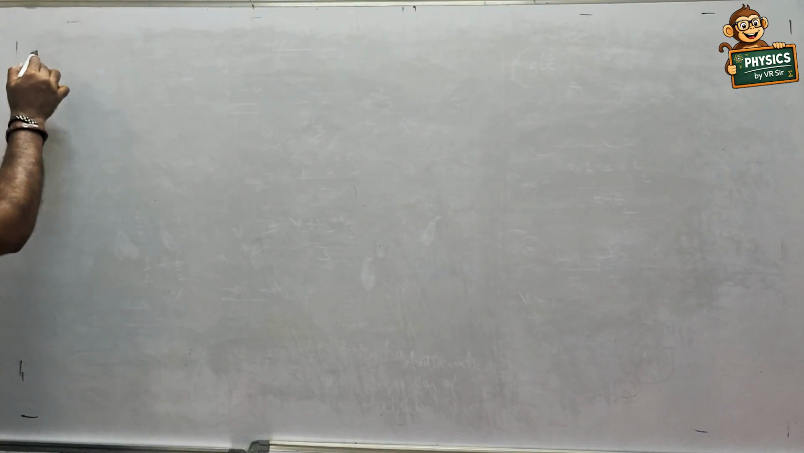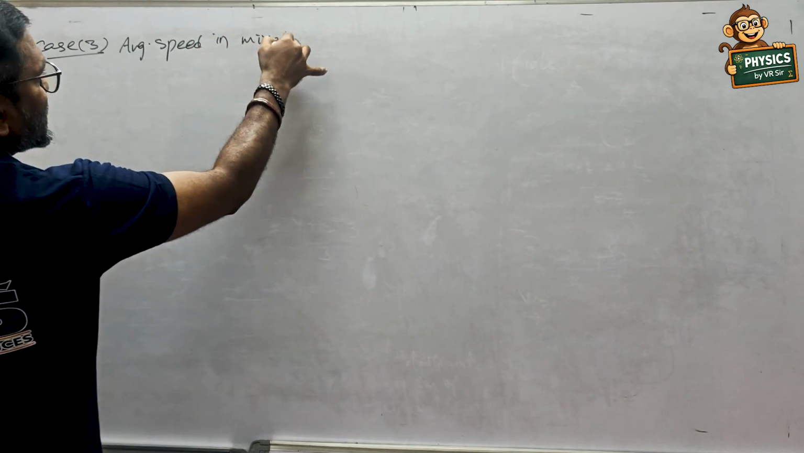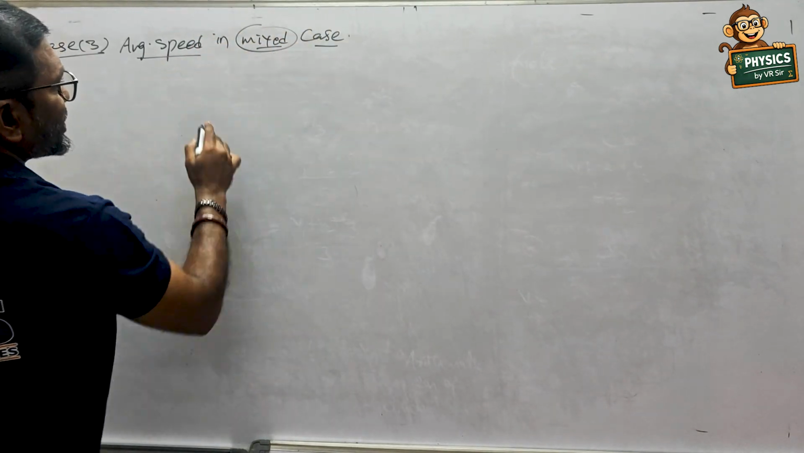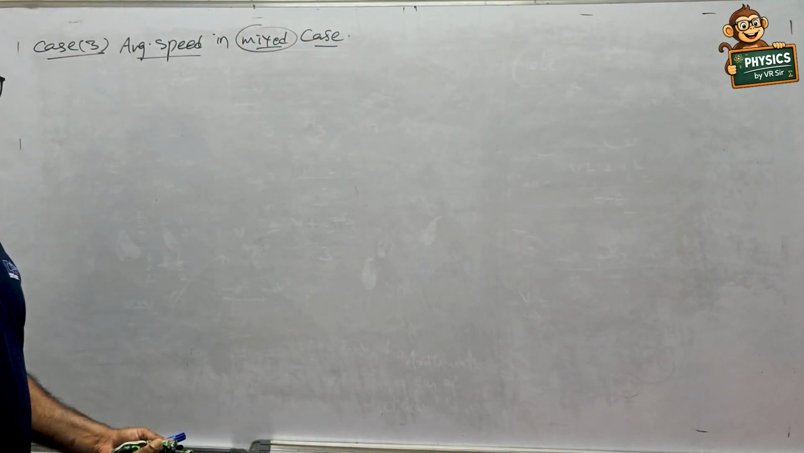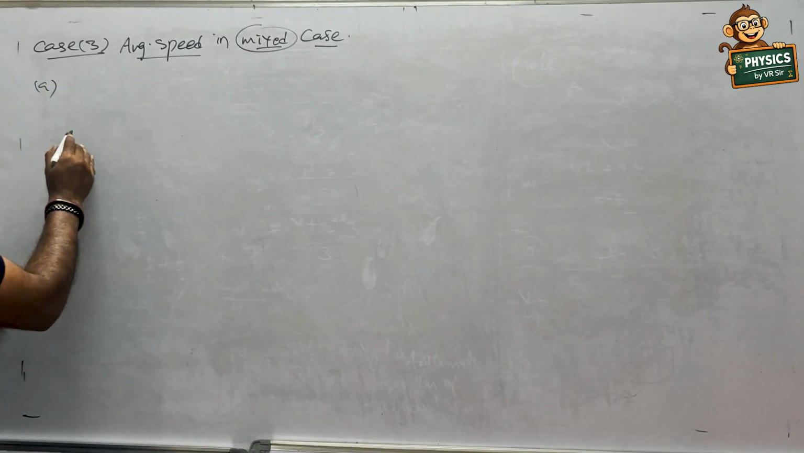Now the third case, finding the average speed. Average speed in the mixed case. Of course, what is this mixed? Equal distances and equal time intervals together. If they give that, how do we find the average speed? Here we are going to take two sub-cases.